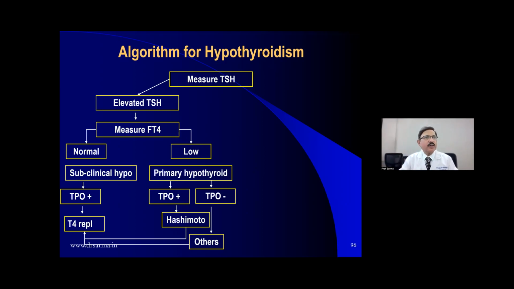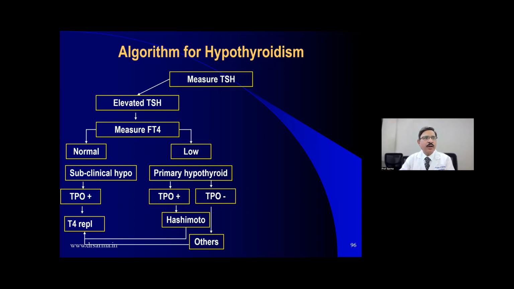Okay. Now you understand when to treat subclinical hypothyroidism. What is subclinical hypothyroidism? No clinical features of hypothyroidism. Elevated TSH and FT4 is still normal. Among these people, 50% will go into frank hypothyroidism. Who are those? Mostly TPO positives.